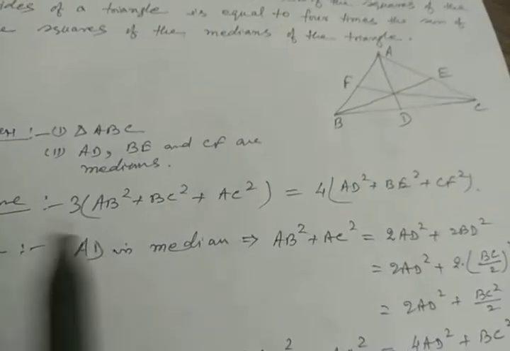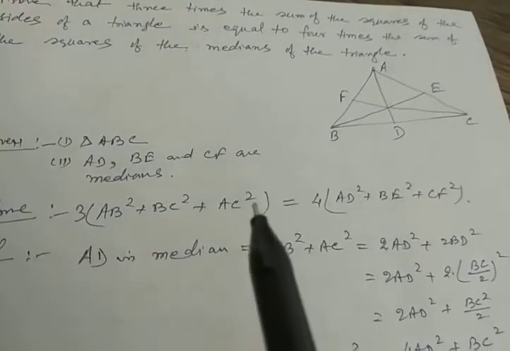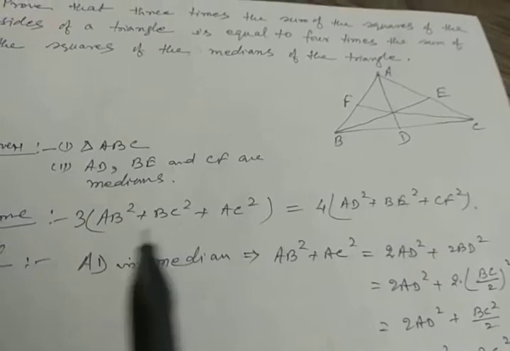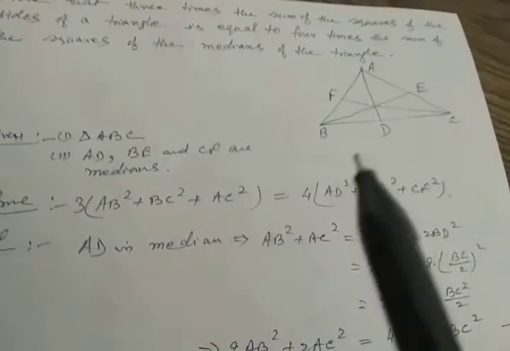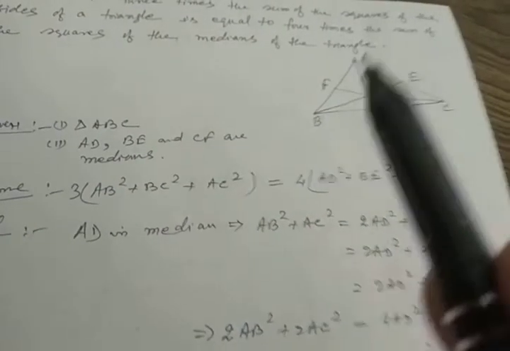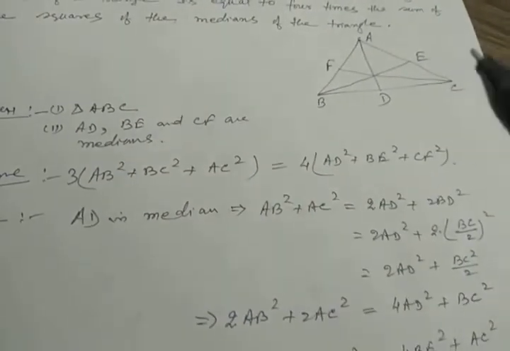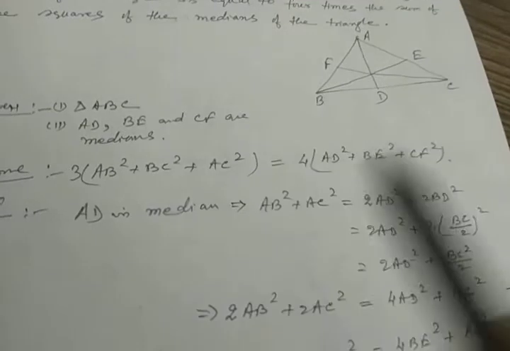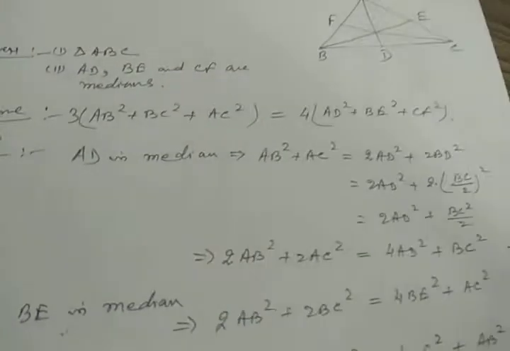What I have to prove? 3 times the squares of the sides, I mean AB square plus BC square plus AC square, and 4 times the square of the medians, I mean AD square plus BE square plus CF square. Is it clear? Now just see the proof.